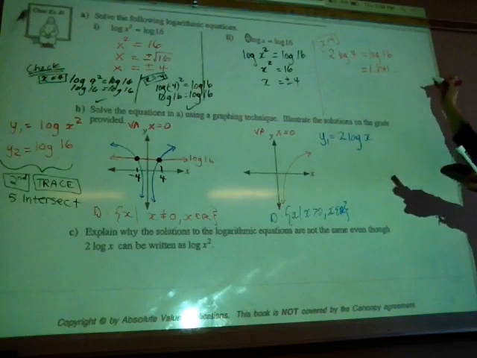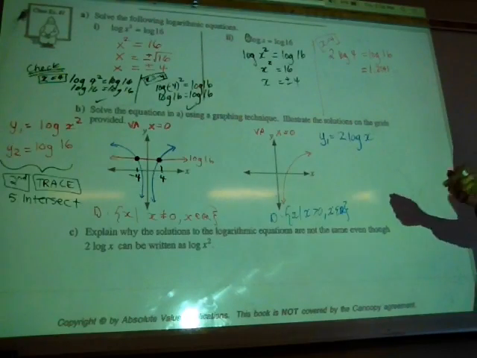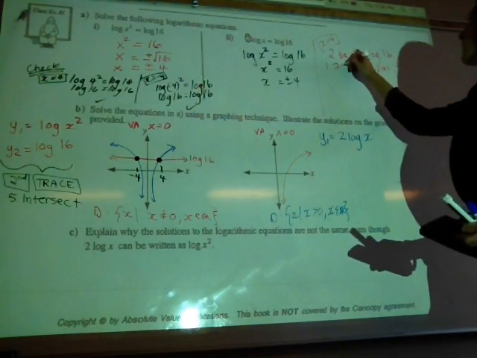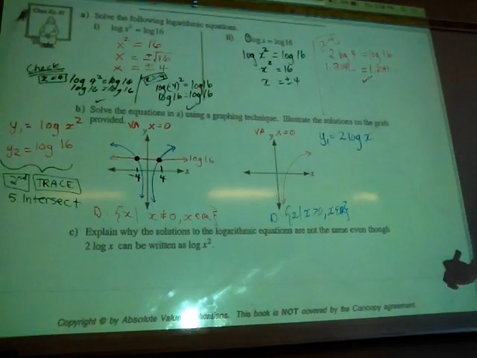1.19983. Okay, and then when I go 2 times log 4, I get the same thing, 1.2041, yada yada yada. Okay, left-hand side equals right-hand side. So x equals 4 is the solution. And I'll talk about the graphing method in one moment.